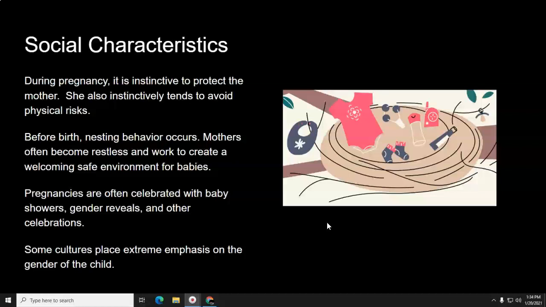Before birth, during that last month, you start nesting. This is instinctive, all mammals do this. They prepare a place for the babies, an environment.